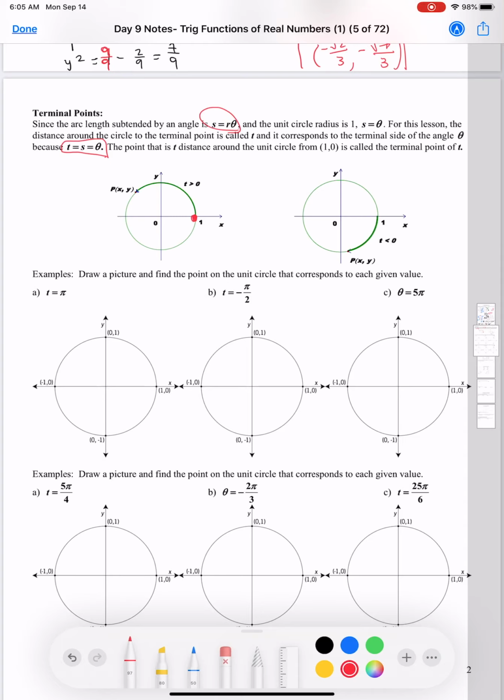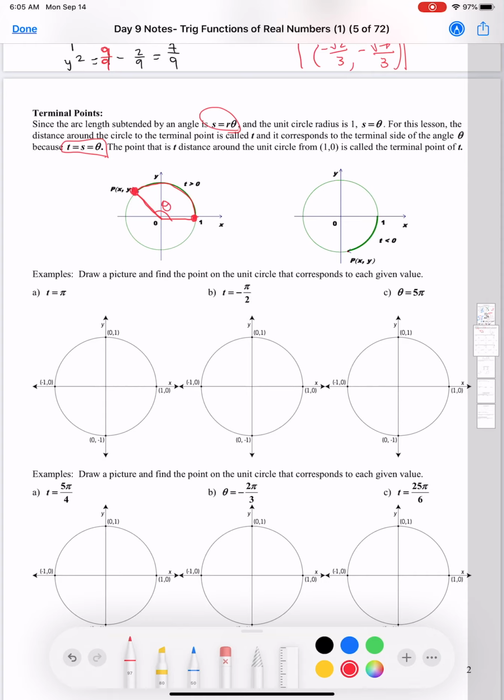So in other words, let's just say I start here at this red dot. I'm going to go counterclockwise. Let's just say I'm going to stop right here. So I went all the way around, stopped at this point, and that means I've created this angle measure.